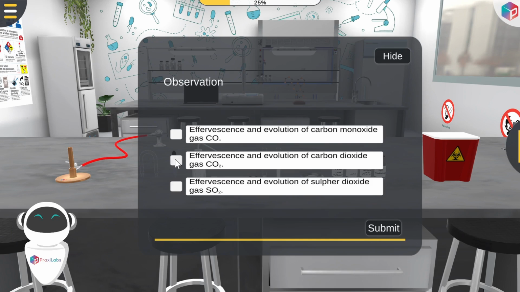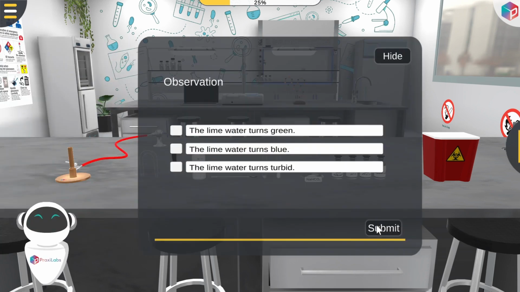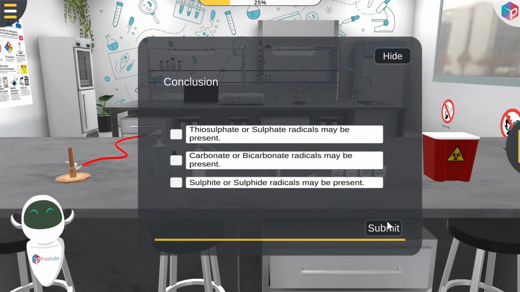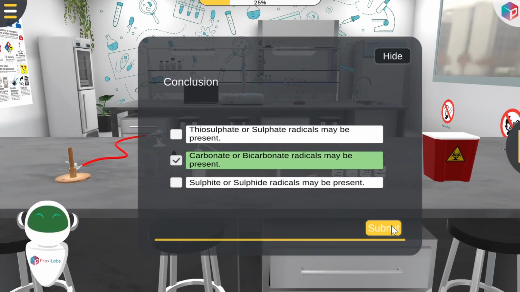Observation: effervescence occurs and carbon dioxide gas is released. The lime water turns turbid. Conclusion: carbonate or bicarbonate radicals may be present.